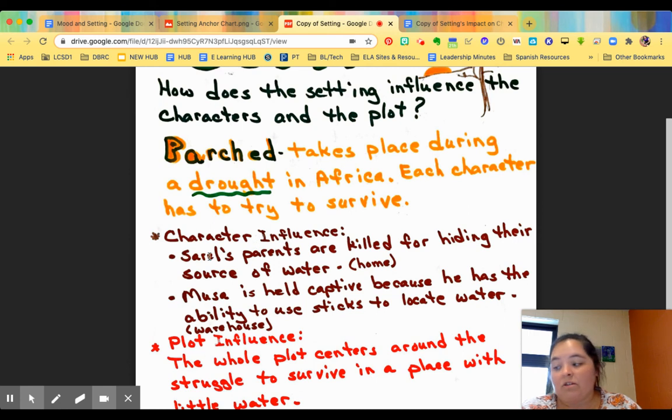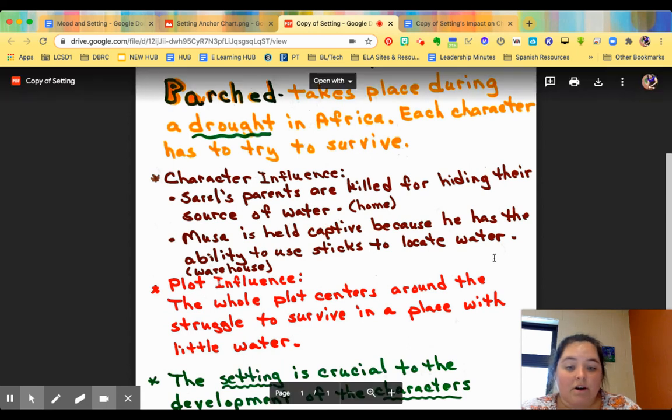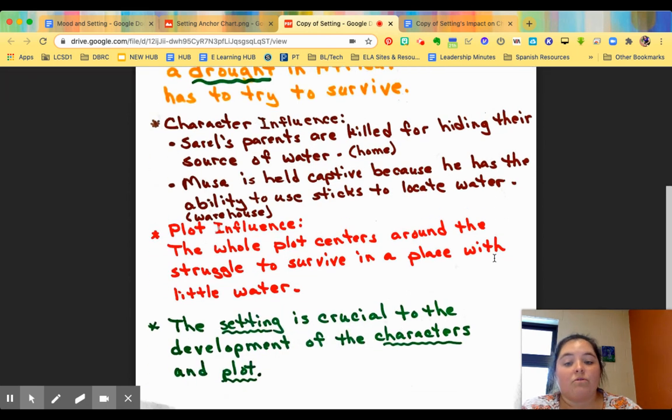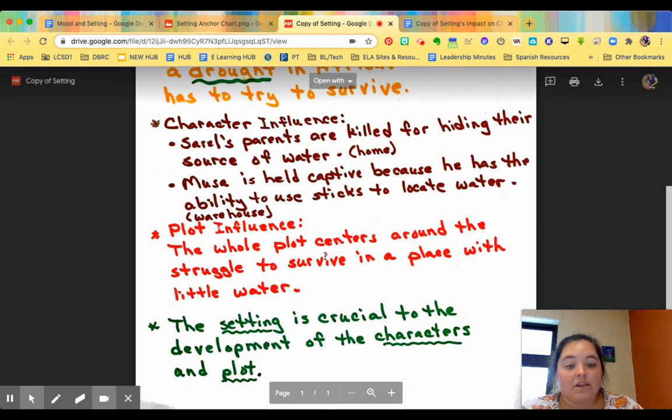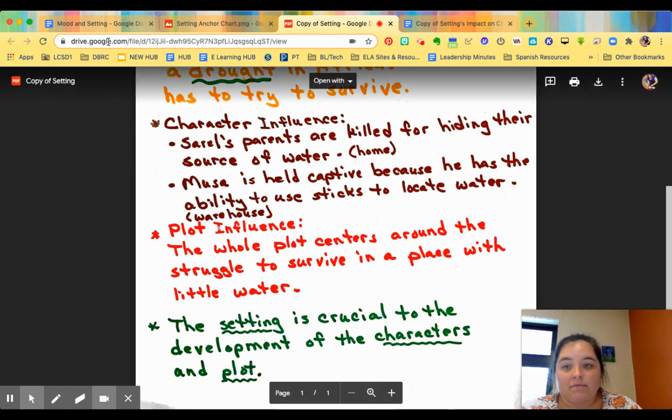This girl, Sorrel, her parents are killed because they are hiding a water source. Musa is a male character in the book, and he is able to locate water using sticks. And so he is being held captive by these gangs, right? So all because there is a drought, which is part of the setting, and the influence of people needing water, the characters act a certain way. So the whole plot centers around these characters struggling to survive and needing water. So this setting is important to the characters and to the plot.